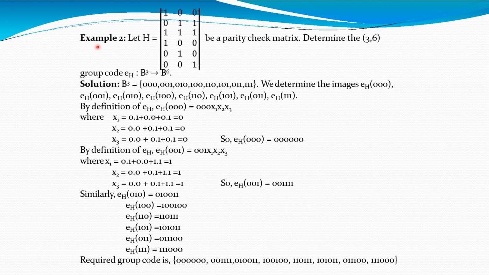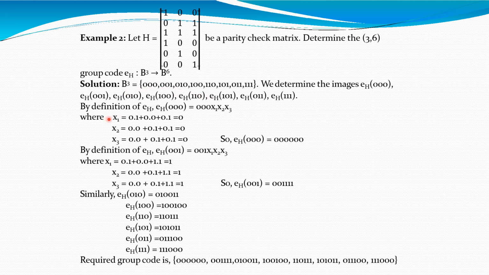Now if you observe this matrix H, the last three rows form an identity matrix. So we use the first three rows for calculation. Now B3 contains how many elements? 2 raised to 3, that is 8 elements. So this is our set B3. Now we find all code words.